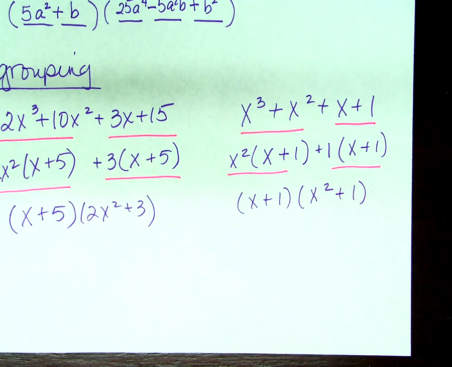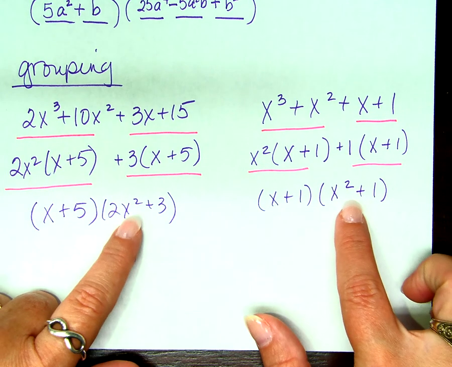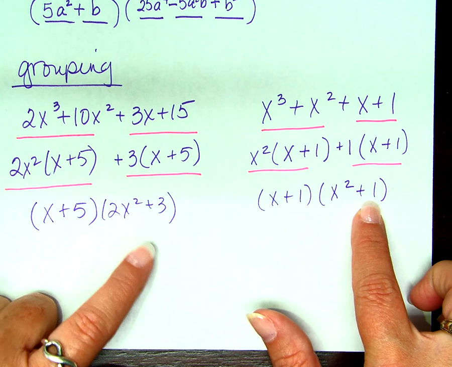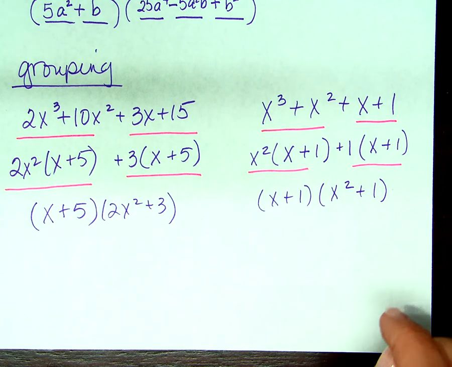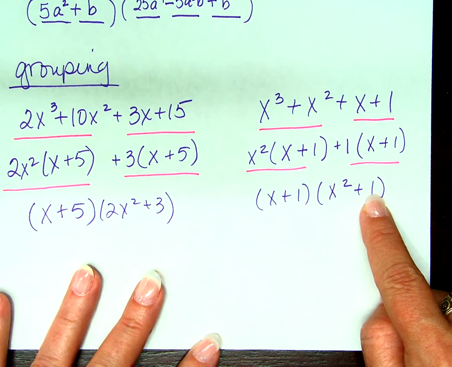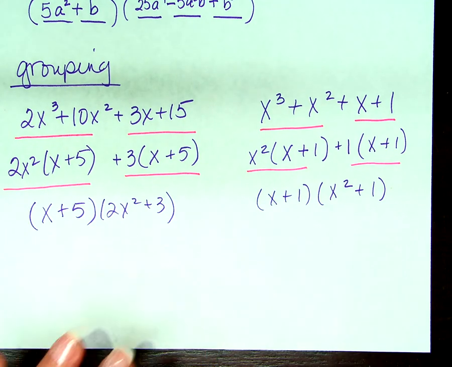Got it? Any questions? Be careful that you don't get here and see that this is the difference of squares. Because if it is, you're not done, are you? If this said x squared minus 1 right here, wouldn't I need to factor that as the difference of squares after that? So just be careful about that, okay?